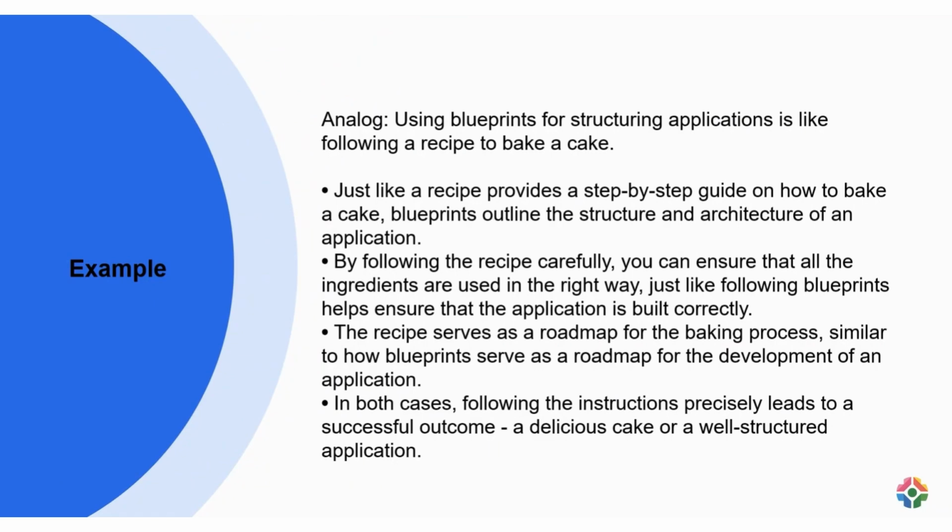Analogy: using blueprints for structuring applications is like following a recipe to bake a cake. Just like a recipe provides a step-by-step guide on how to bake a cake, blueprints outline the structure and architecture of an application. By following the recipe carefully, you can ensure that all the ingredients are used in the right way, just like following blueprints helps ensure that the application is built correctly. The recipe serves as a roadmap for the baking process, similar to how blueprints serve as a roadmap for the development of an application. In both cases, following the instructions precisely leads to a successful outcome: a delicious cake or a well-structured application.